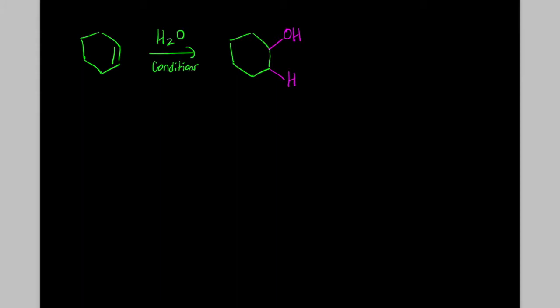Okay, let's just use cyclohexene as our typical reactant here. Now, water is a reactant, and you have conditions for each of these reactions, generally speaking. And what you're doing here is that you're adding water to the alkene. Normally we don't draw H, but I just wanted to highlight that. Okay, so you're adding water to an alkene. This is called hydration. Okay, so this is a hydration reaction.